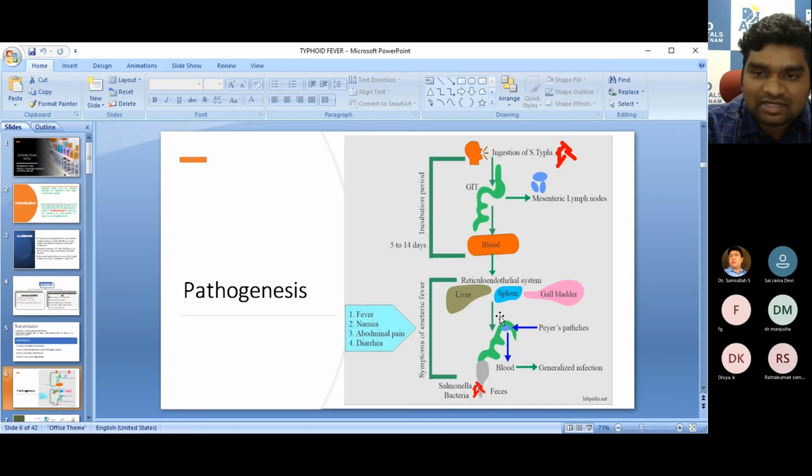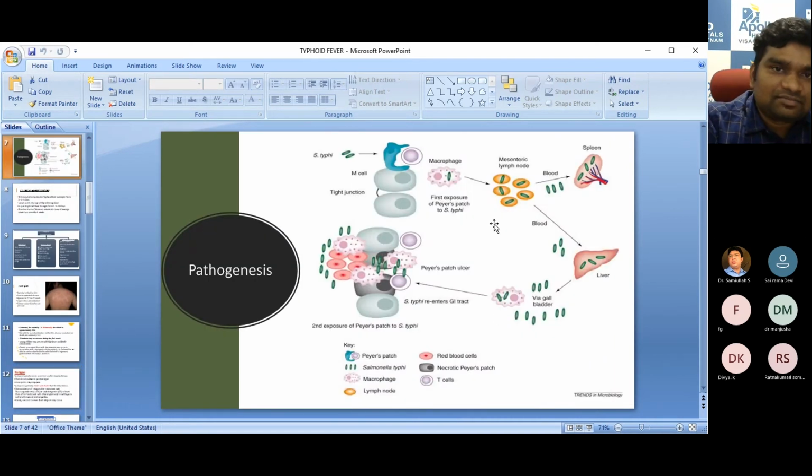The Peyer's patches will hyperproliferate and necrose, leading to perforation of the bowel and also the gallbladder. It can cause acute cholecystitis, and through the blood it can cause systemic infection. So, here is the detailed pathogenesis.